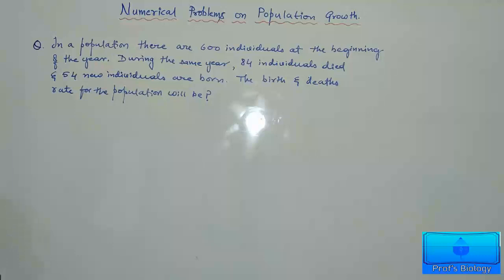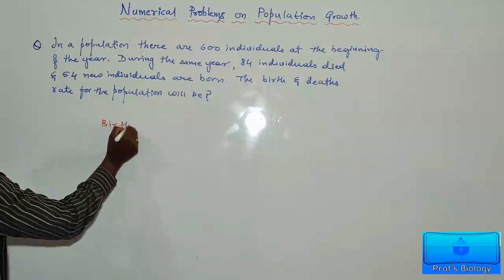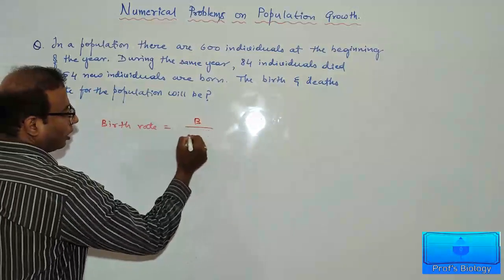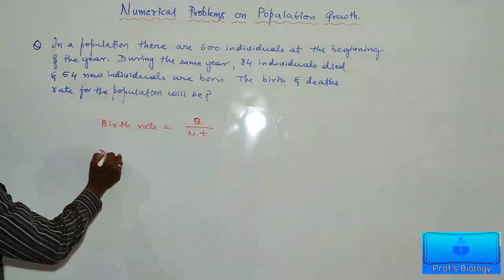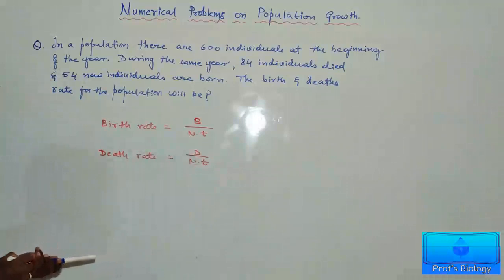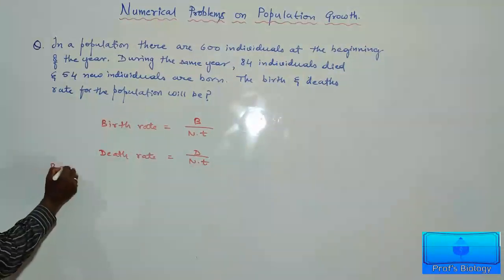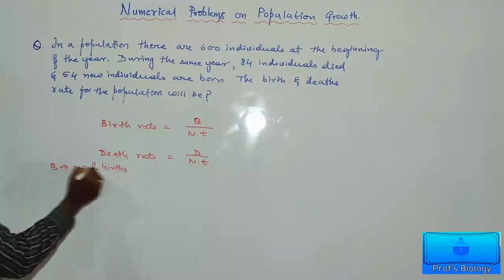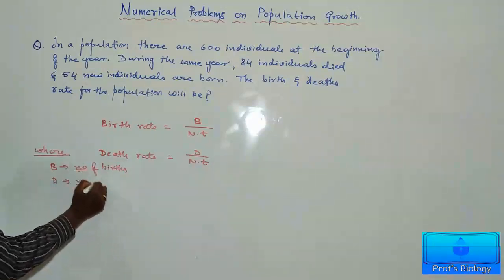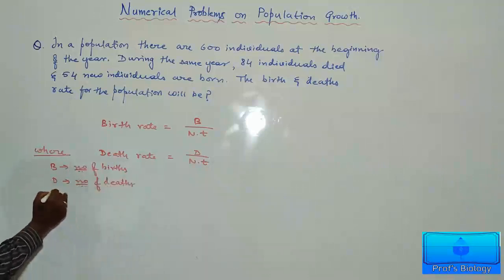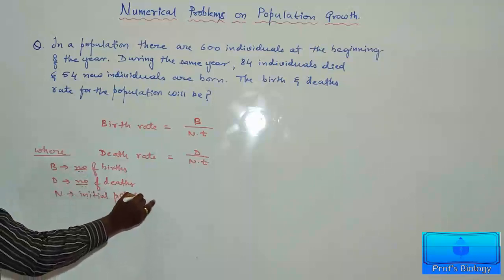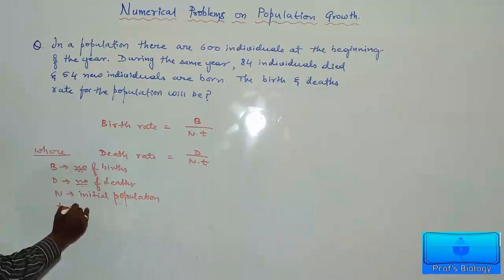now the formula that we have to use here is birth rate is B by Nt and death rate is D by Nt, where B is number of births, D is number of deaths, N is initial population, and T is time period.